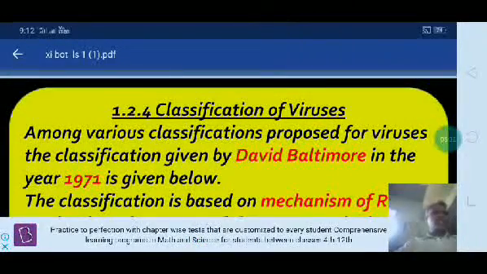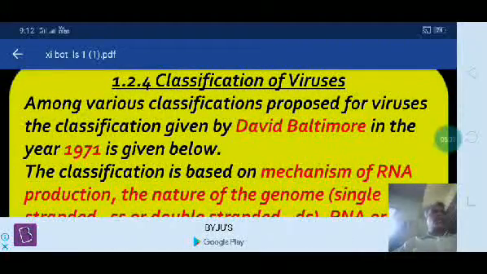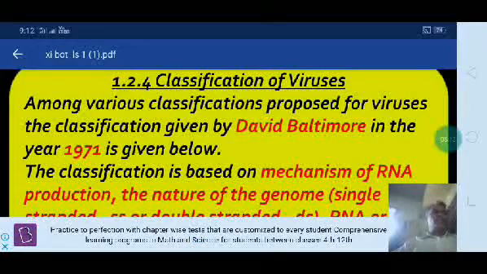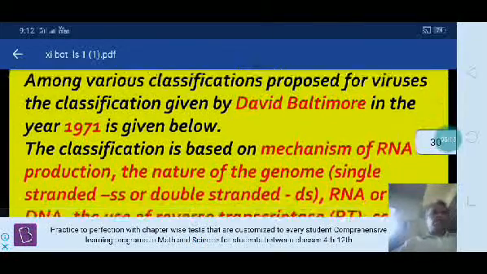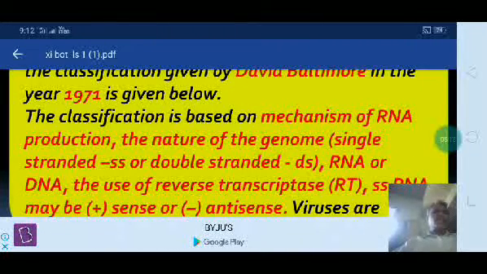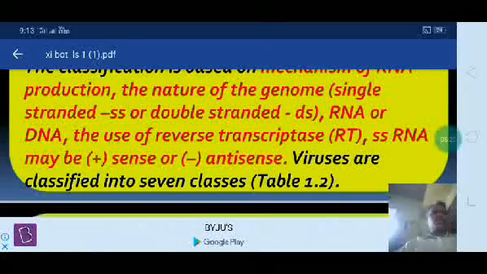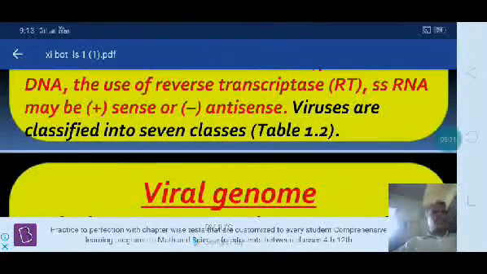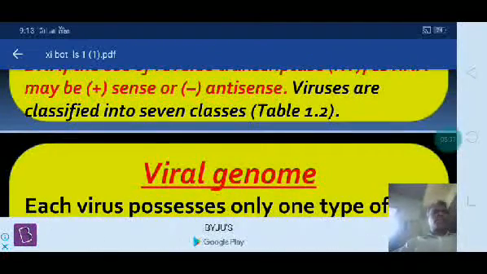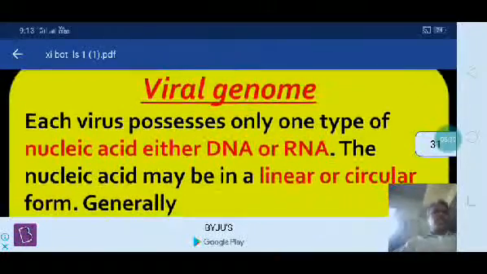Then classification of viruses. Among the various classifications proposed for viruses, there is the classification given by David Baltimore in the year 1971. The classification is based on the mechanism of RNA production, the nature of the genome, single stranded, that is ssRNA, or double stranded, RNA or DNA, and use of reverse transcriptase, RT. ssRNA may be plus sense or minus antisense. Viruses are classified into 7 classes. You can see them in a table.